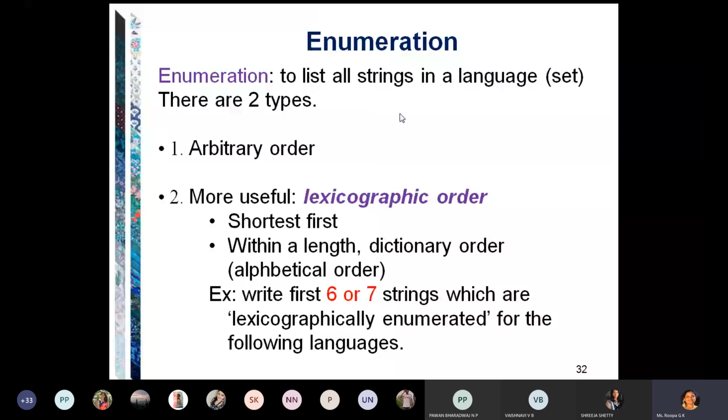Then I will write epsilon. Okay, that is arbitrary order. In any order, we can write the strings belonging to a language. Clear now? Arbitrary order means any order.